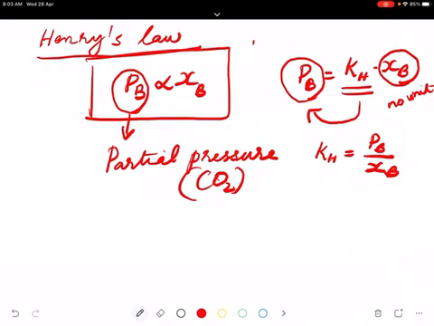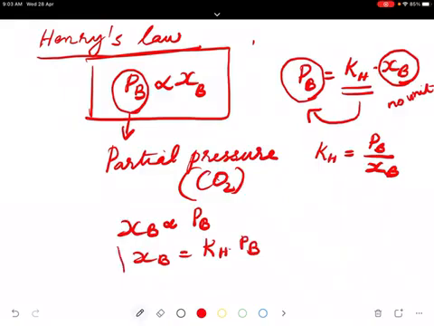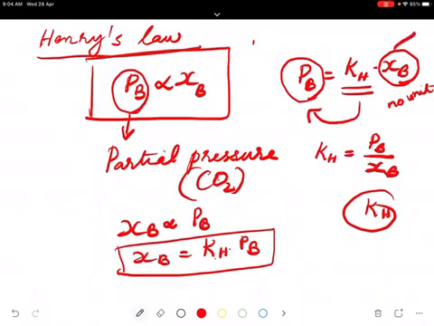Now PB is proportional to XB, that is the Henry's law format. We can also say XB is proportional to PB. So here again XB is equal to KH into PB. But this is not the general or common form of Henry's law, though this is also correct. So what is the unit of KH here? That is the inverse of the pressure unit. So KH can have two types of units: pressure unit or its inverse. So first you have to check what the unit of KH is. Accordingly you have to decide whether equation 1 or equation 2 is to be used. KH can have both units.